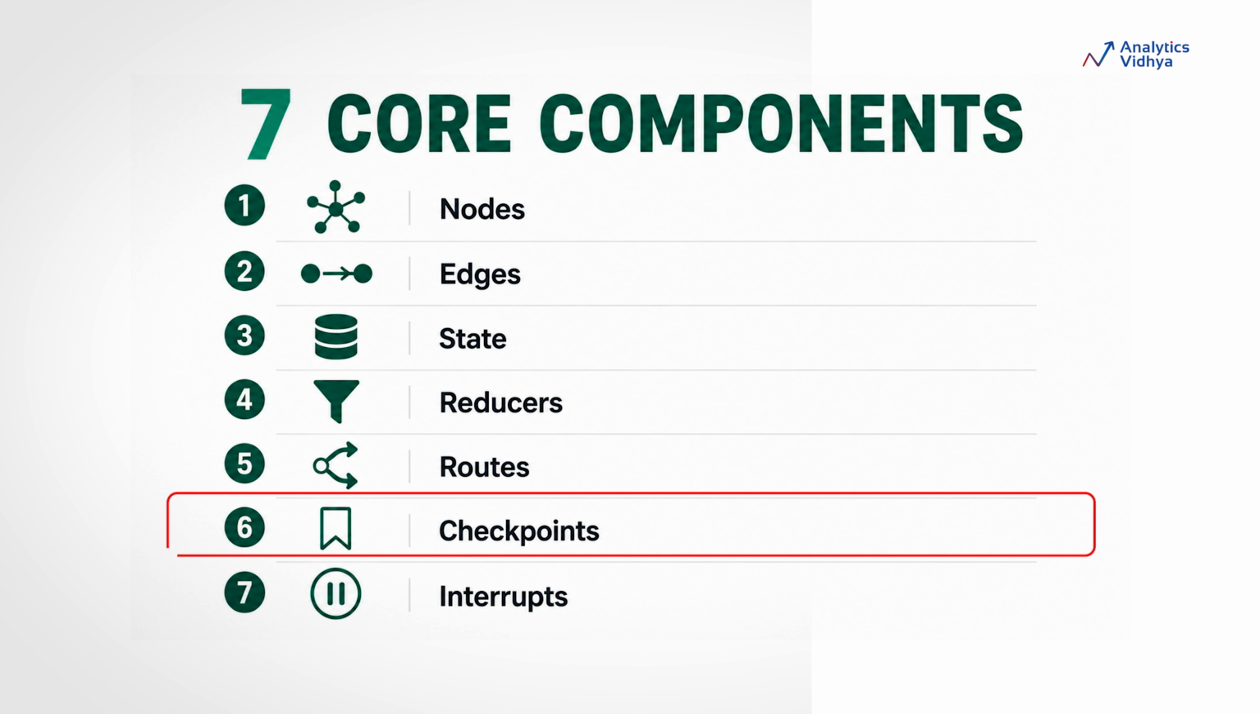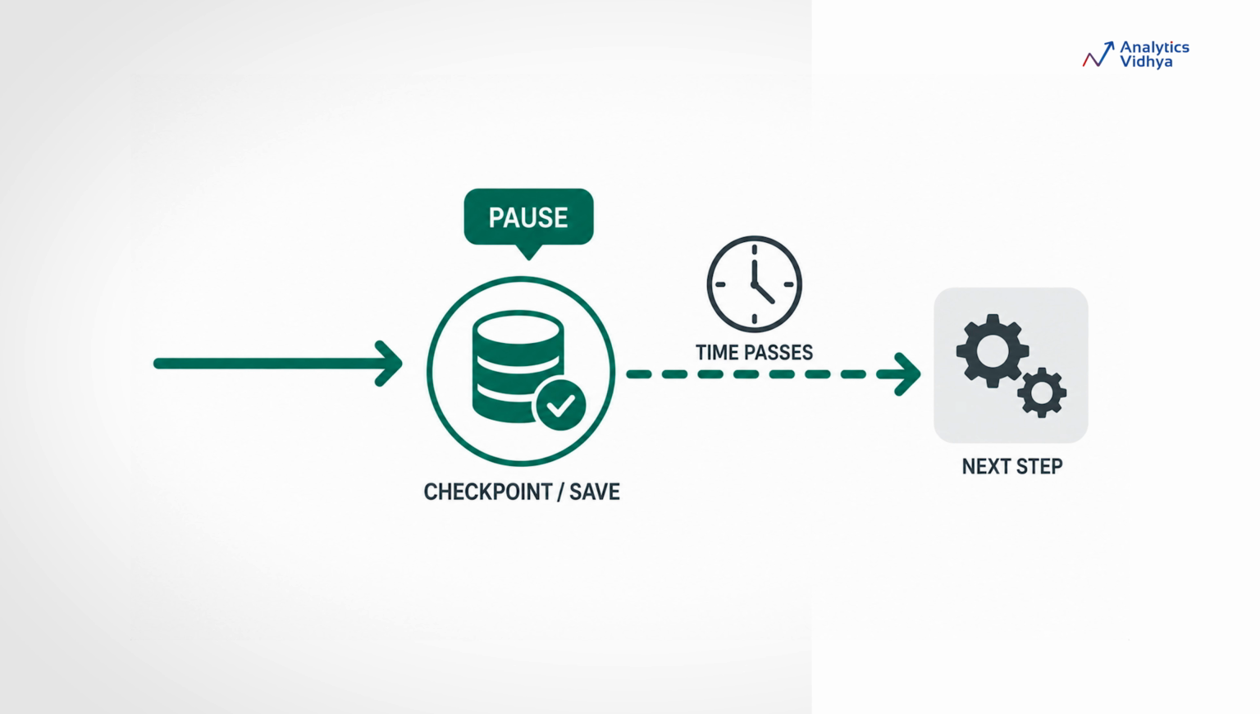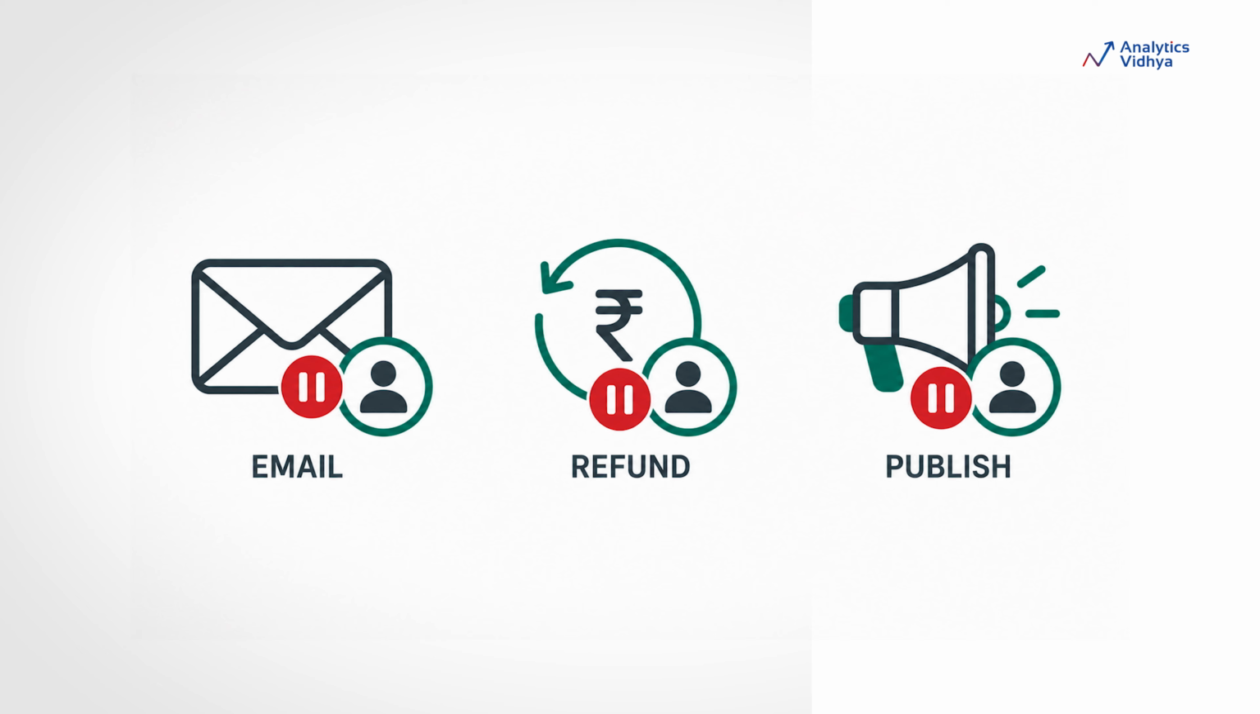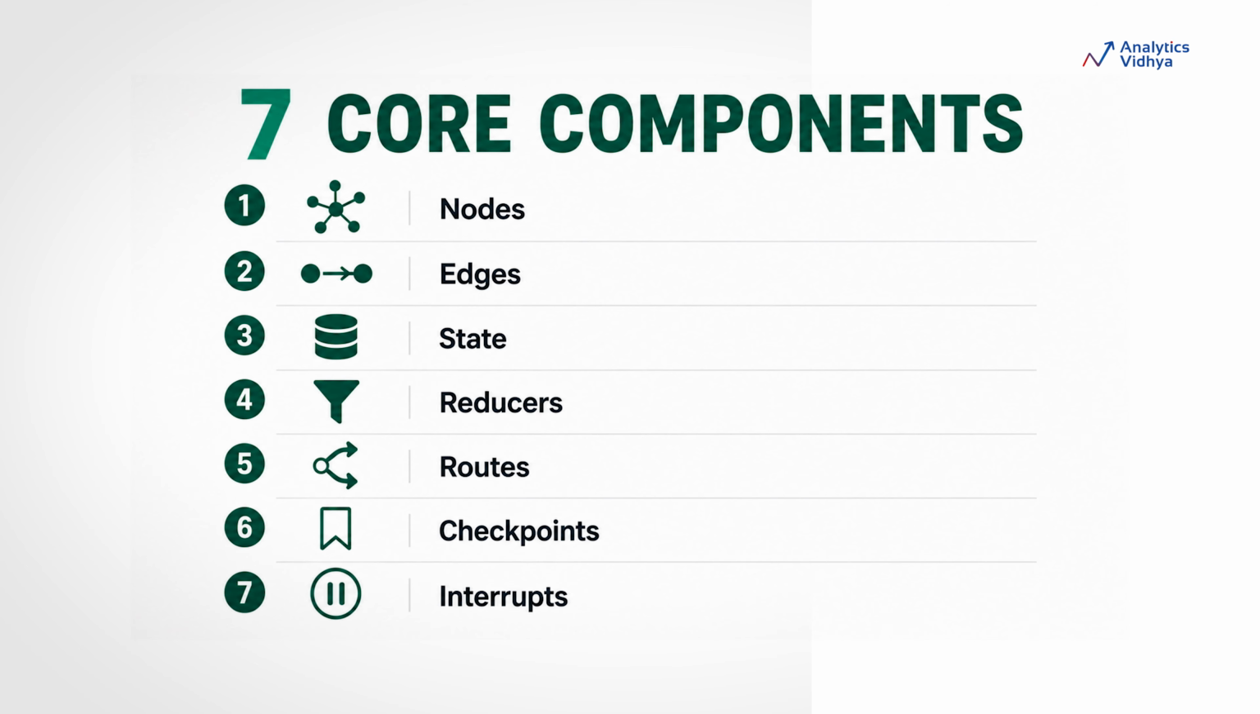And because a route makes the real decision, the graph also needs a way to pause safely and pick back up later. That's what checkpoints and interrupts give us. Checkpoints snapshot graph state so a workflow can resume after an interruption or wait on a human for days. Interrupts pause the graph and hand control to a person before sending an email, issuing a refund, or publishing content. That's the full vocabulary: nodes, edges, state, reducers, routes, checkpoints, interrupts.